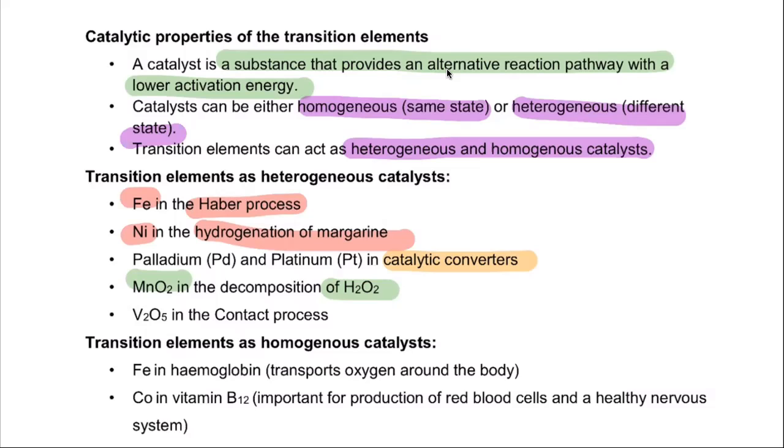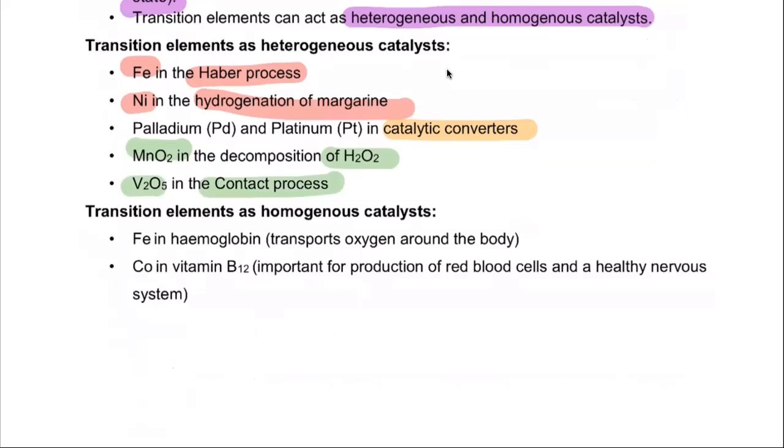Contact process is another industrial process similar to the Haber process, and in that one they would use vanadium pentoxide. And then these are the two that I mentioned earlier, or I think I mentioned the one, the iron, where in your blood, your red blood cells, the hemoglobin, they need iron. They need iron ions. Specifically, I believe it's the iron 2 plus.